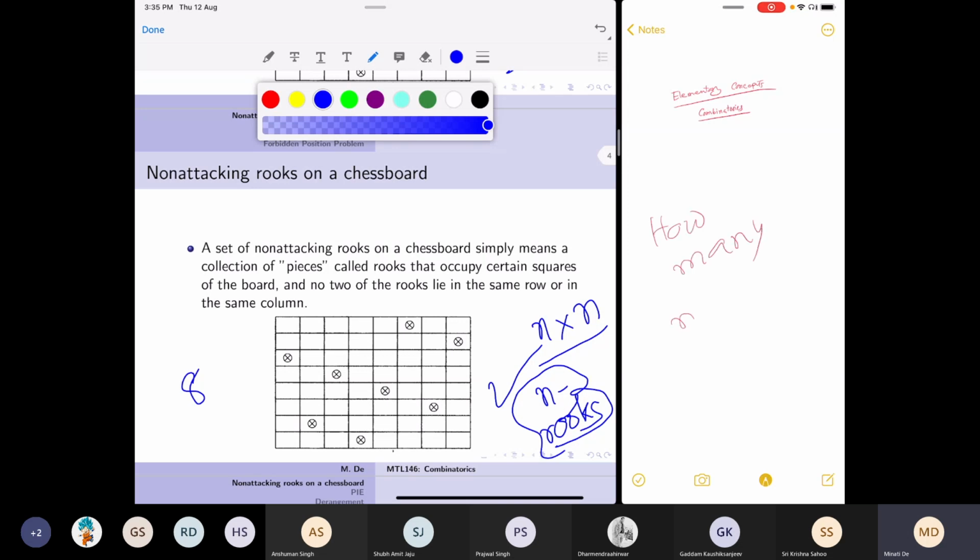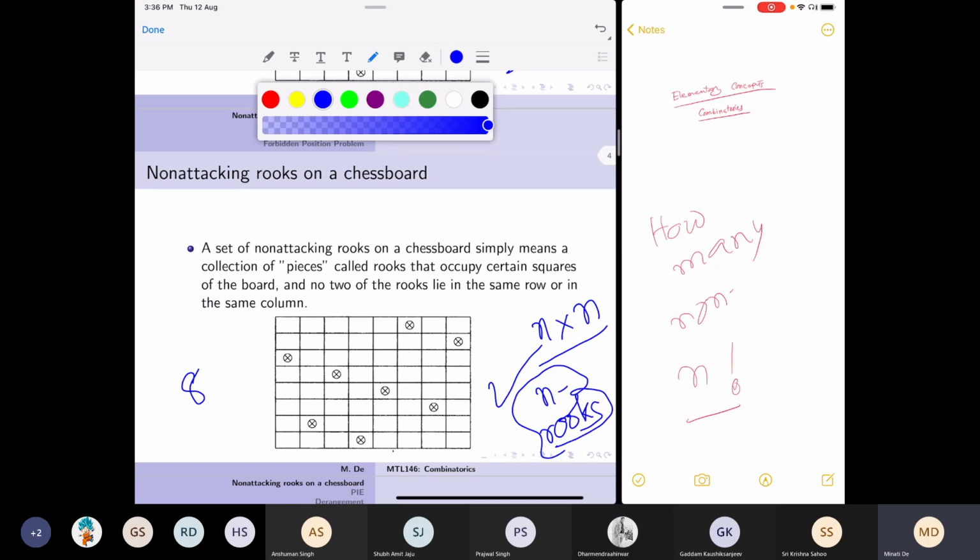N factorial. Sorry, say that once again. Yes, N factorial, right. That's the correct answer. So how did you get it? That's a good thing. Who gave the answer? Please tell me your name and maybe you can show your face. So how did you get it?